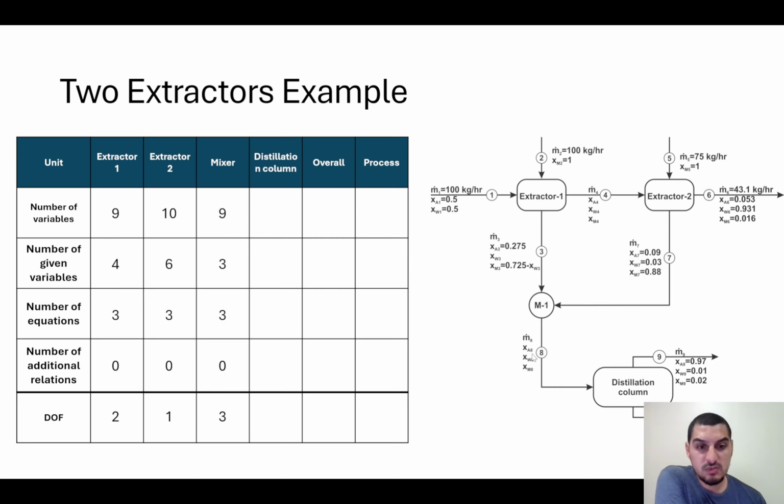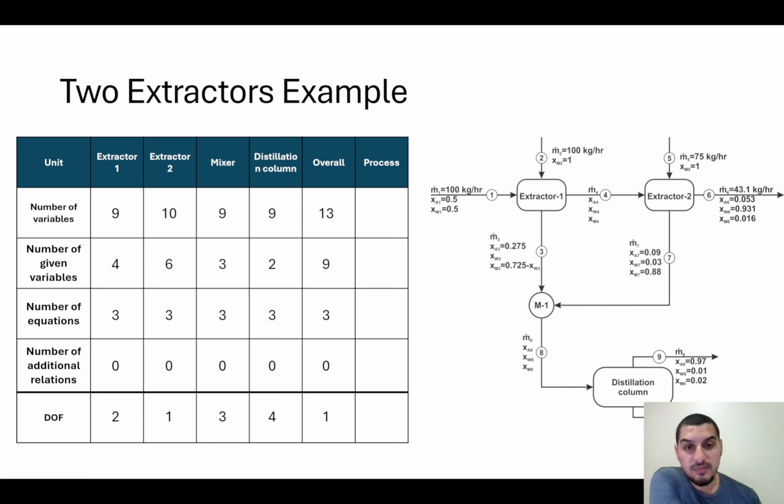For the distillation column, we have 9 variables. We have 2 given variables here, 3 equations, and no additional relations. So this makes the degrees of freedom 4. And for the overall, we have 13 variables. It's 13 minus 9 given variables. We have 3 equations and no additional relation. So this makes the degrees of freedom 1.